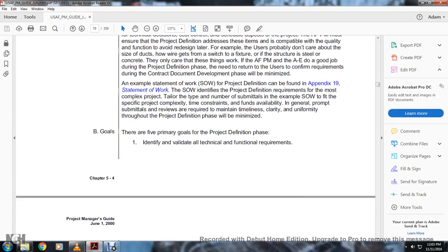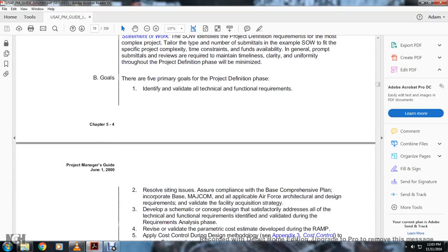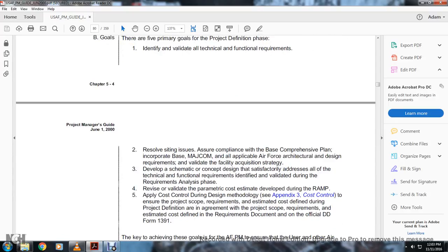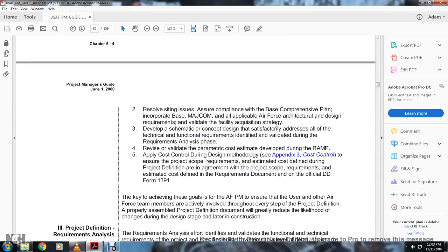B. The goals. The five primary goals of the project definition phase: identify the validated technical and functional requirements to resolve siting, assure compliance with the base comprehensive plan, and incorporate the base and major command Air Force architectural design requirements validated by the facility acquisition strategy. Develop a systematic conceptual design that satisfactorily addresses all the technical and functional requirements validated during the requirements analysis phase.